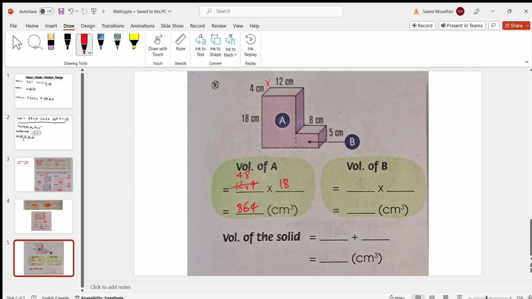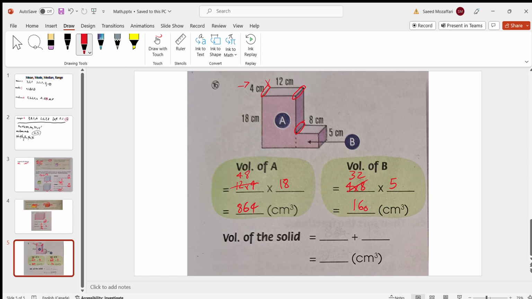Now, we're gonna do the volume of B. So this is where things get tricky. First, we gotta find what's this corner. I already got the answer. Look, this corner equals this corner. And this corner equals this corner. And we got the answer for the centimeter right here. That was kind of hard. So we could simply write 4 times 8, or we could simply write 32. Now, 32 times 5 is 160.